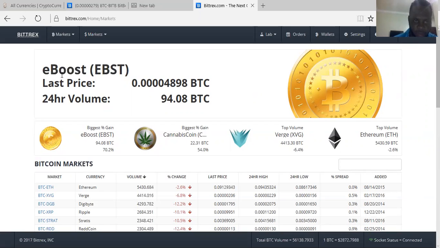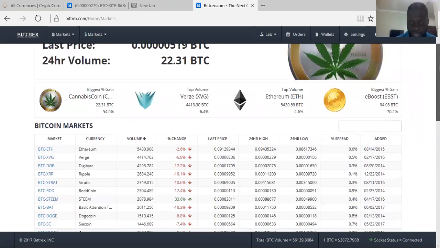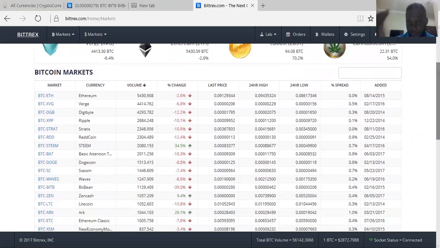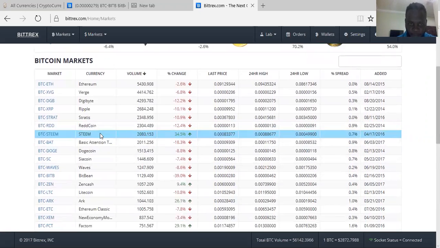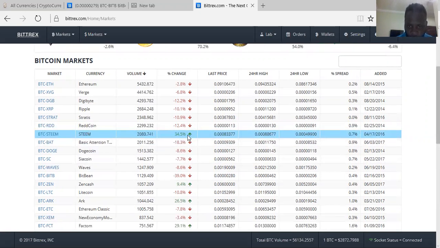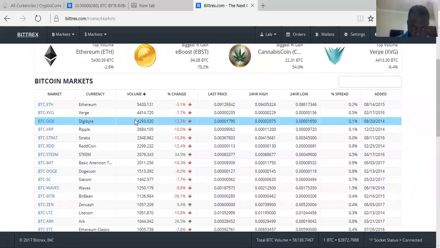What we're seeing here is a coin, Ebus, Cannabis. These are different coins. Some of them have the largest gains, top volume, biggest gains. I like Bittrex because there you can trade a lot of penny coins, coins with a very small value that can skyrocket tomorrow. Steam is going high. I think Verge, Steam is going high. ARK is going high.